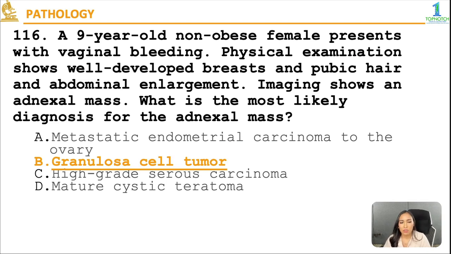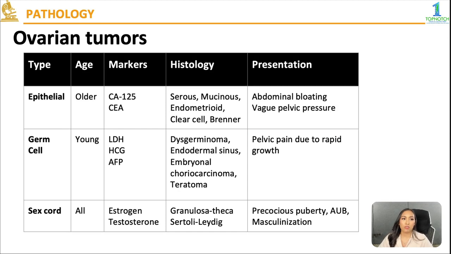Bakit? So, titingnan natin tong table na to for ovarian tumors, no? So, there are 3 types: epithelial, germ cell, and sex cord stromal tumors. And each of them has a different age profile. Usually, yung mga epithelial older, germ cell younger, and sex cord any age. They also have different markers and different histological types, but the most important thing in this table is the presentation.